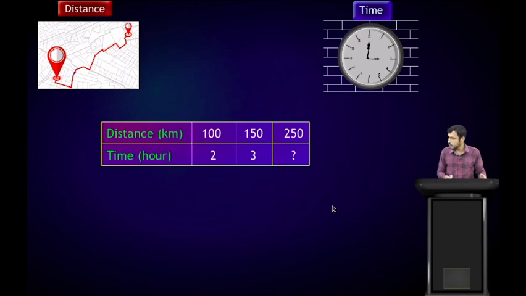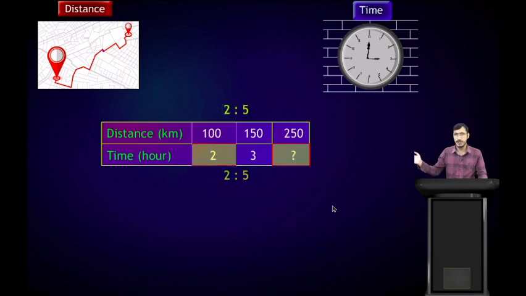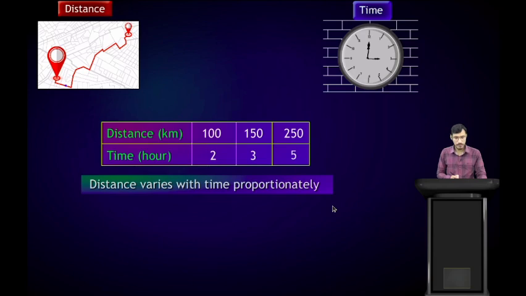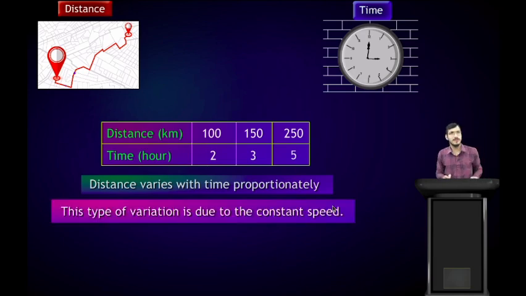For 250 kilometers and the first distance of 100 kilometers, the ratio between 100 and 250 is 2:5. So the time will be in the ratio 2:5, that means 5 hours for 250 kilometers. So distance varies with time proportionally. You can see this type of variation is due to the constant speed.